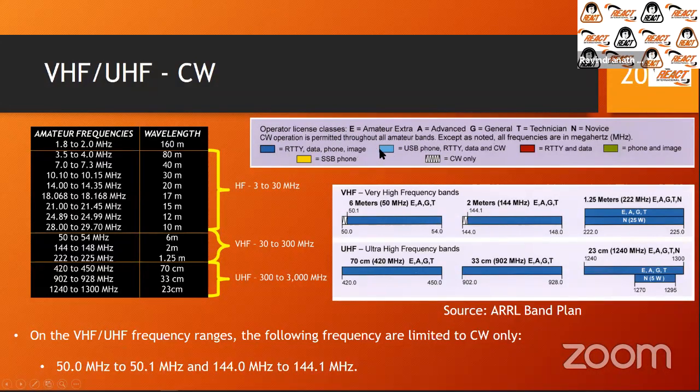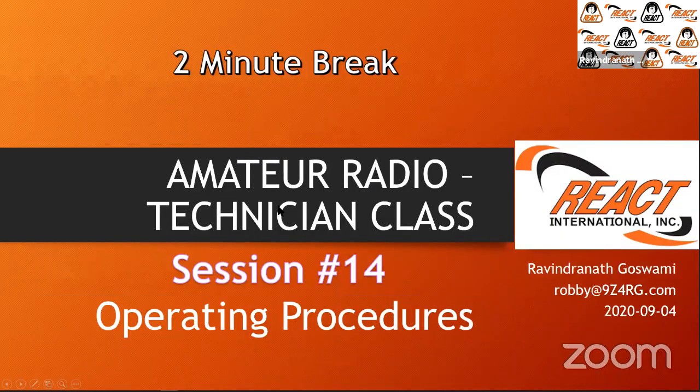These are the types of modes, right, that you can transmit on, right? RTTY, radio teletype, data, phone, and so on, USB, CW, voice. Note that CW is this sort of sinusoidal wave here. You can only do CW in this part and this part of the spectrum. That's what's listed here. 50.0 megahertz to 50.1 megahertz and 144.0 megahertz to 144.1 megahertz. You need to simply learn that because it is a question in the question pool.